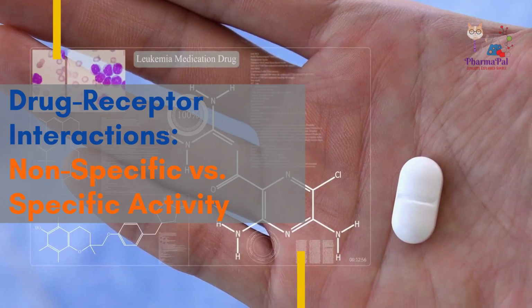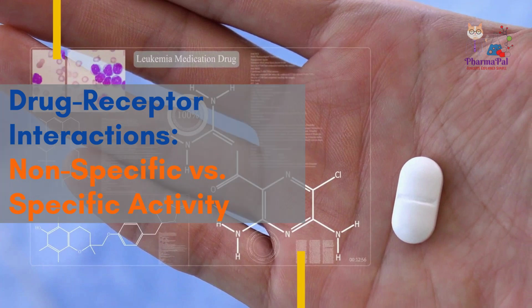Now, why is this interaction so important? Well, most drugs work by binding to these receptors, which can be found on the surface of cells or even inside them. This binding triggers a series of reactions that lead to the desired therapeutic effects. There are two main types of drug-receptor interactions, specific and nonspecific.